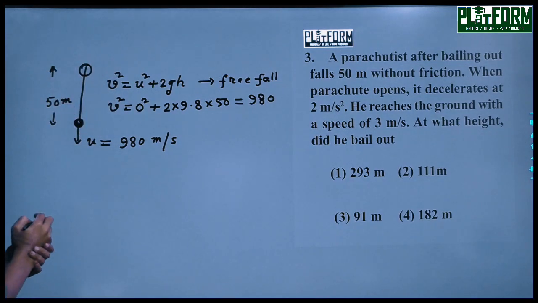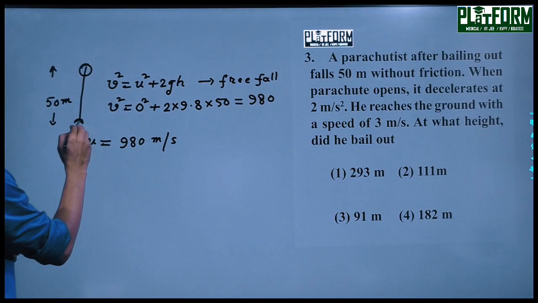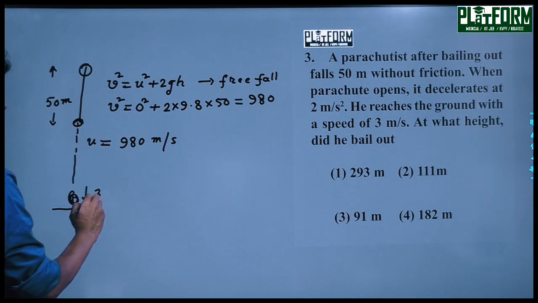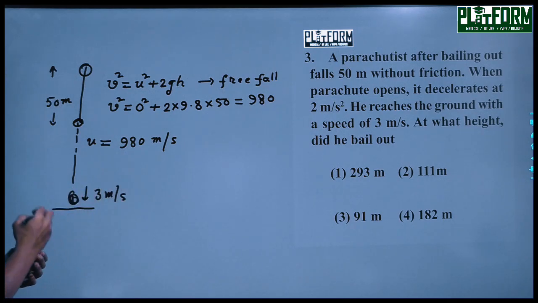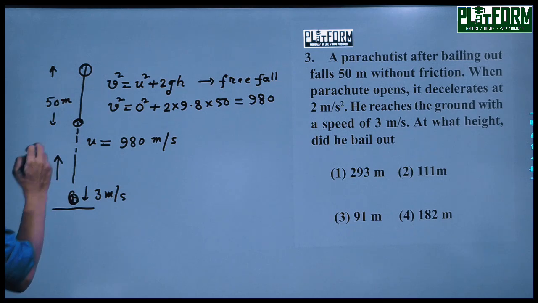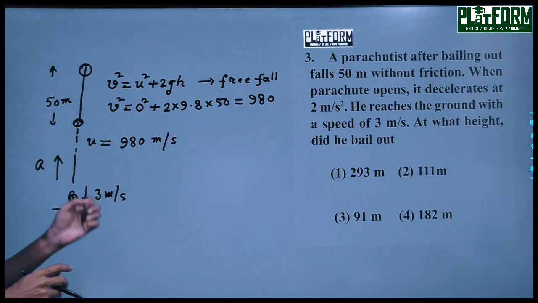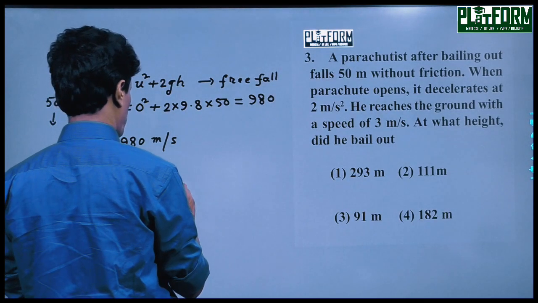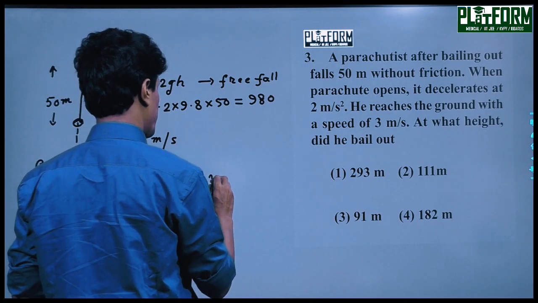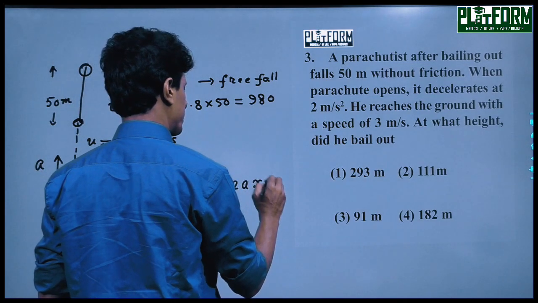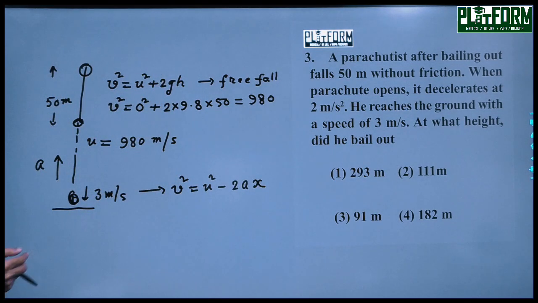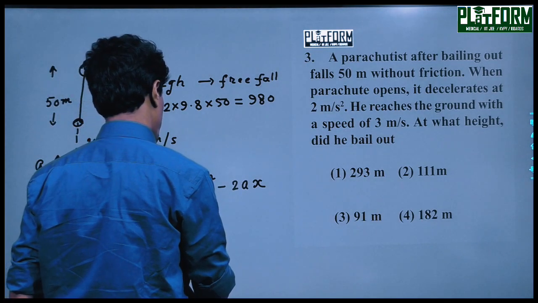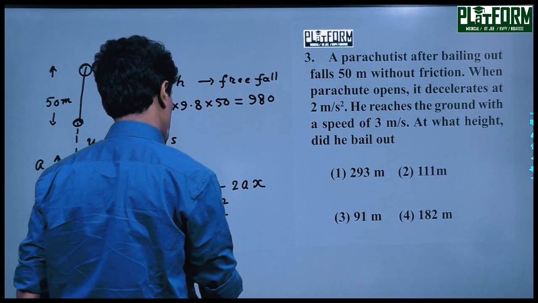When the parachute opens and it reaches the ground at 3 meter per second, there is a retardation here because of the air friction, and the final velocity at the point is v square equals u square minus twice ax. X is the distance covered to reach the ground, and x is equal to u square minus v square by 2a.